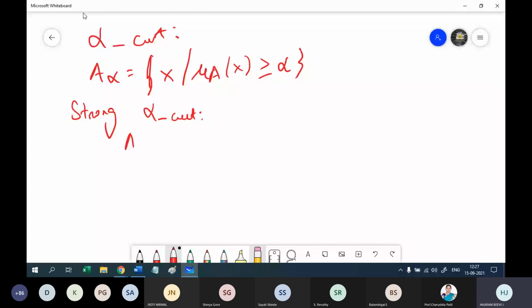So alpha means the alpha cut value given in the problem. So if it is greater than or equal to alpha, it is alpha cut. Strong alpha cut means if the value is greater than the alpha value, it is strong alpha cut. Okay. So here the sum.